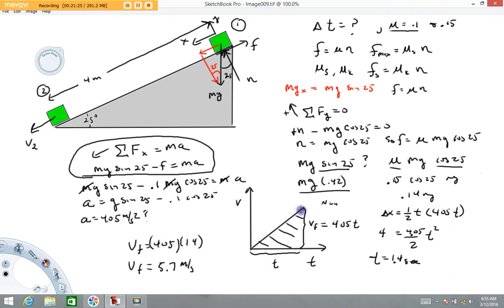Then we can find the equation of this line because we know the acceleration is 4.05 meters per second squared, so that's the slope, and there's no intercept. Then we set the area under this curve equal to the distance, or the delta x, that we know that this box is going to do, going from position 1 to position 2. That's what allowed us to solve for t. You can then take that t back into this to find v final.